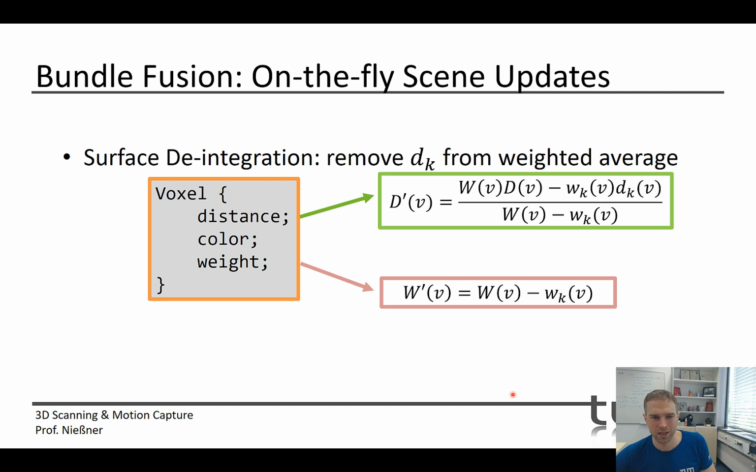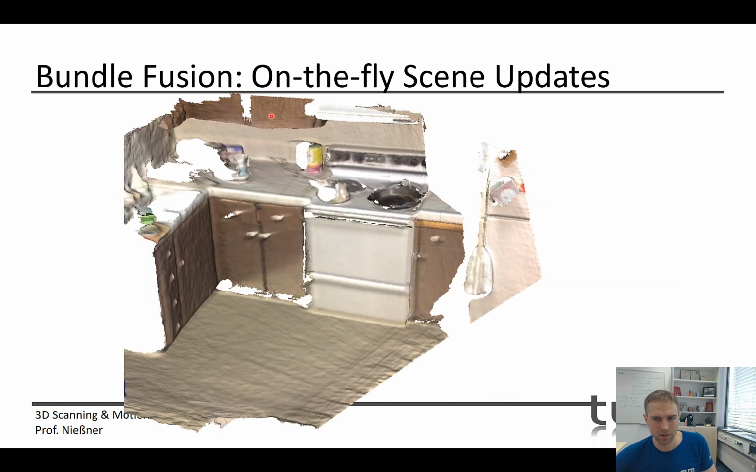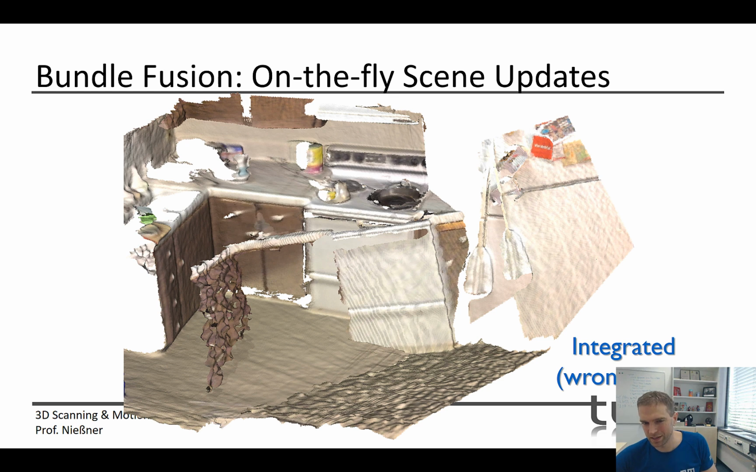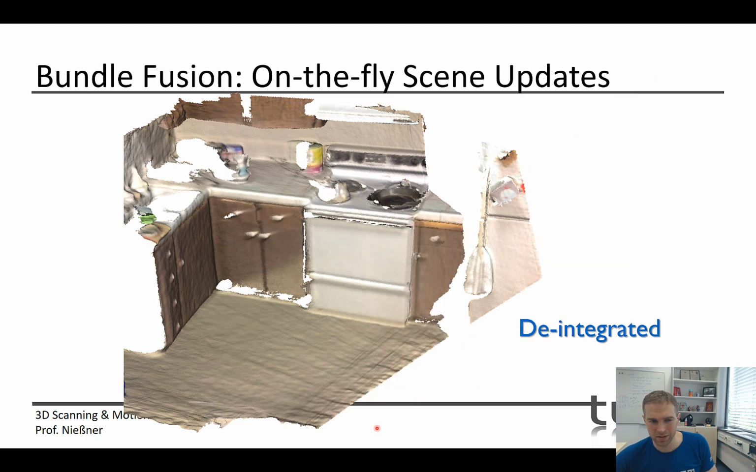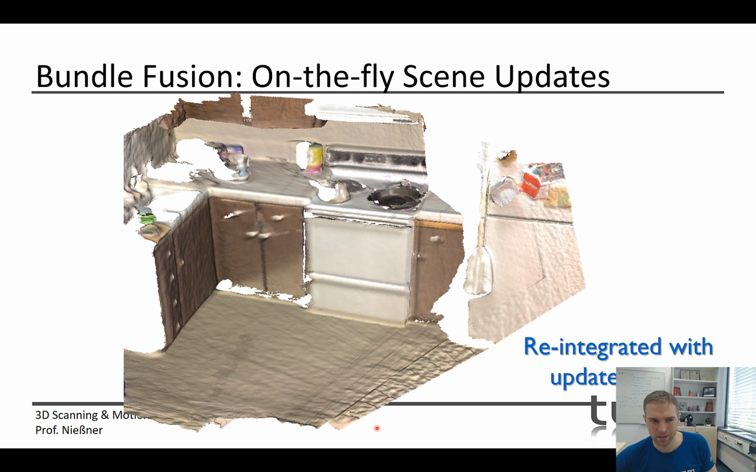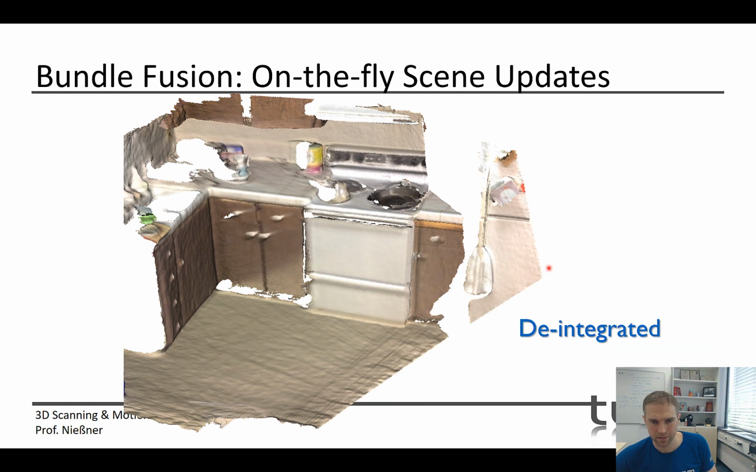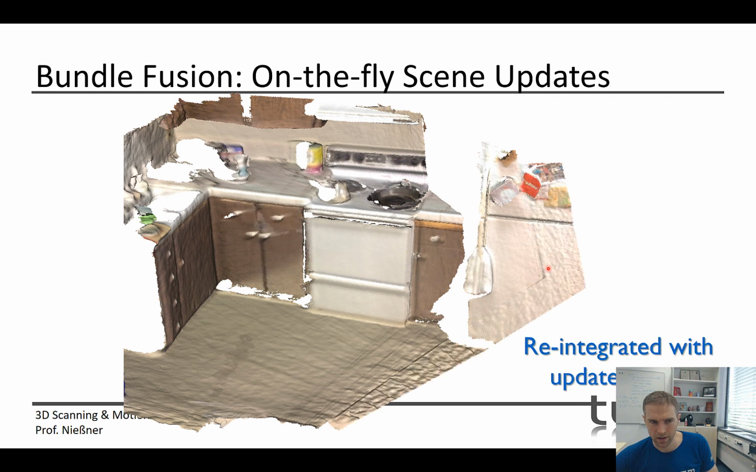In practice, that works like this. So let's say this is a current frame. We're getting a new frame, and our pose is slightly wrong, right? So this is integrated with the wrong pose. You see this doesn't quite align here, this frame, right? This is like kind of broken. What we can do is we can de-integrate this frame and then reintegrate it with the updated pose, right? So here now the new pose looks better, right? And because of that, bundle fusion runs in real time and gets global pose correction with loop closure and avoids drift and stuff like this.